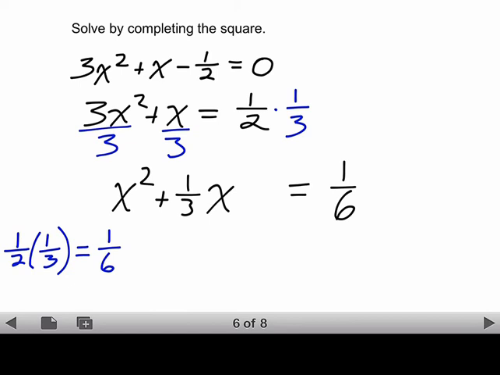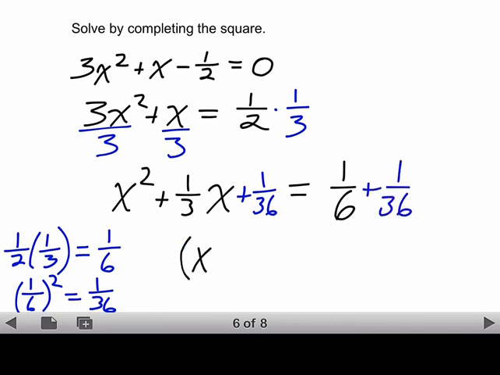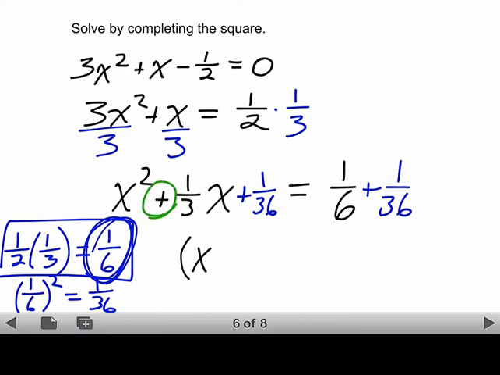So that becomes 1/6. Whatever we get as a result of that, remember we square it before we add it to both sides. So what I'm actually going to be adding to both sides is 1/36. Remember, after we've multiplied by 1/2, that number that we get is what goes inside the parentheses. Keeping the same sign that that middle term has, we're going to write down x plus 1/6, the quantity squared. We have now factored the perfect square trinomial.